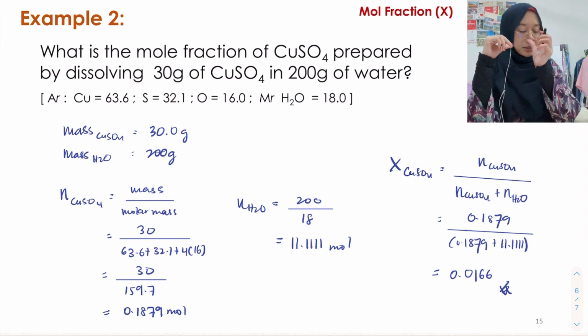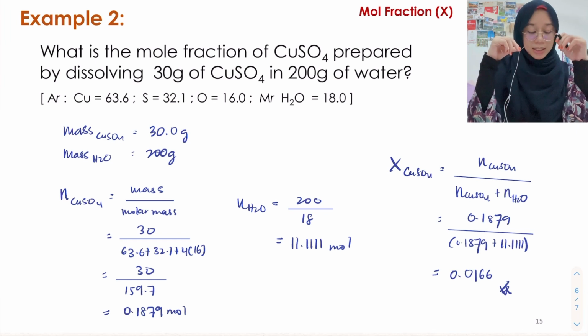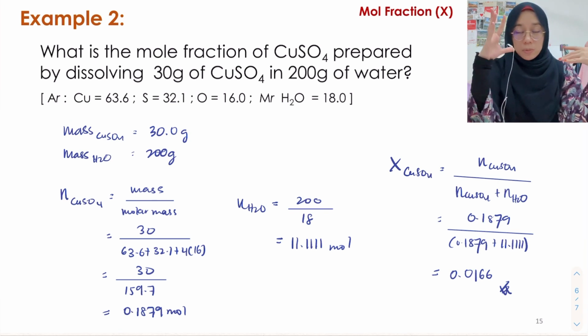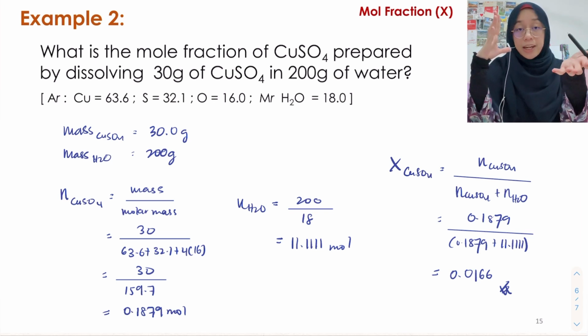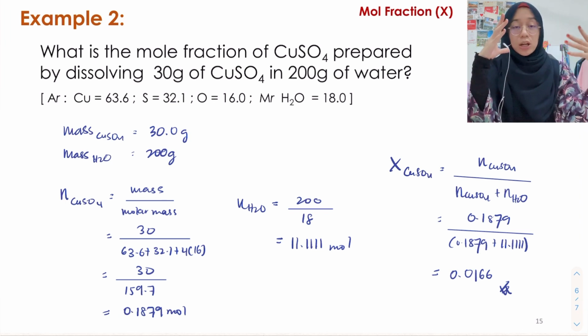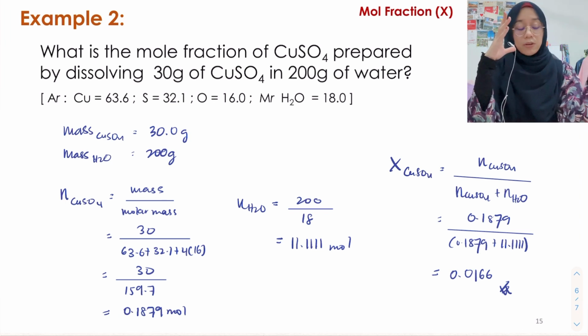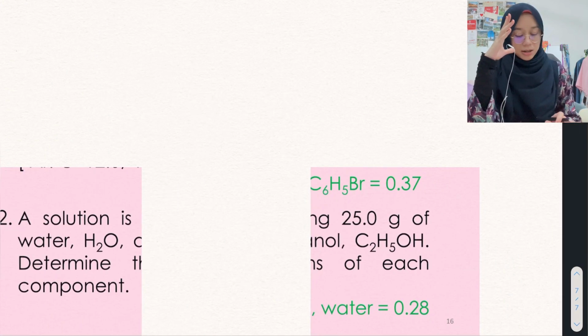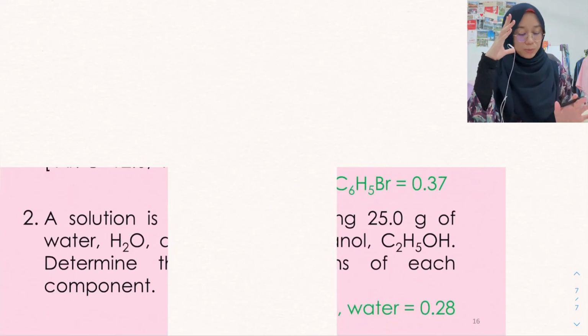Okay, and then memang value dia agak kecil sikit, because after all you can see the difference between the amount of the water itself and also the copper sulfate. So obviously the mole fraction of copper sulfate will be very small compared to 1. Okay, so mole fraction of water tu lagi banyak lah sebenarnya. Okay, so kalau in this case dia tak minta pun mole fraction of water.